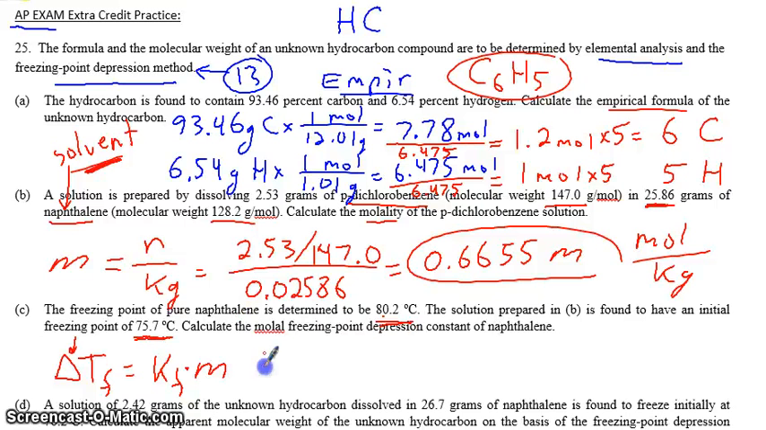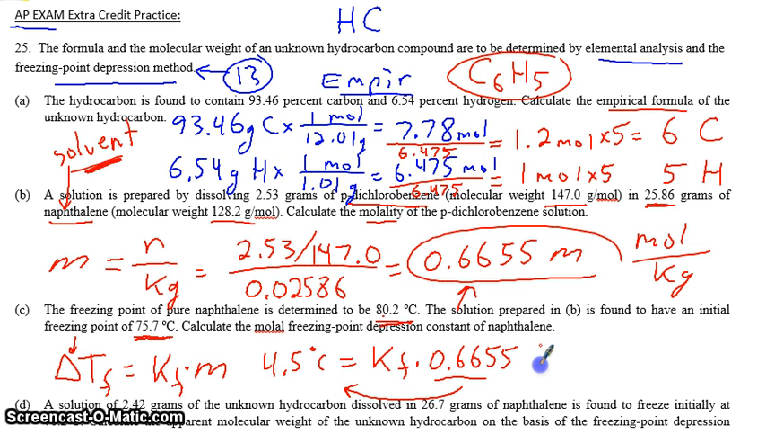4.5 degrees Celsius equals Kf times molality. Kf is what we're going to solve for. Molality is the same number we just used up here, 0.6655. Kf will simply be 4.5 degrees C over 0.6655. Go ahead and divide those two numbers.